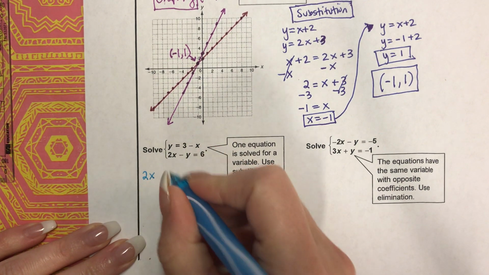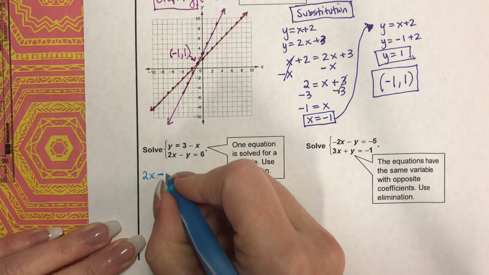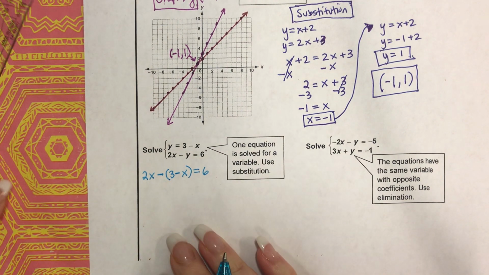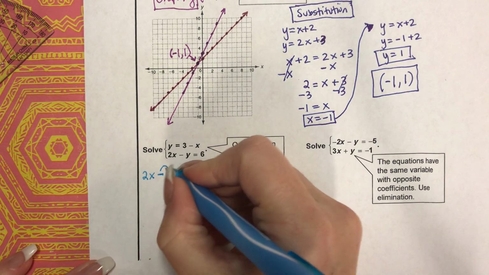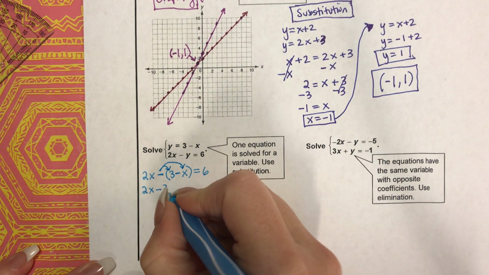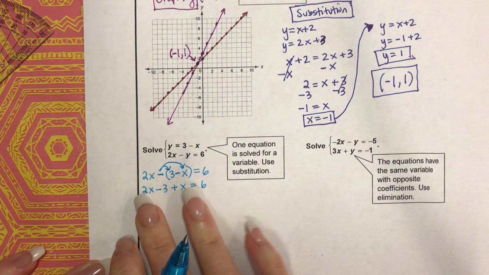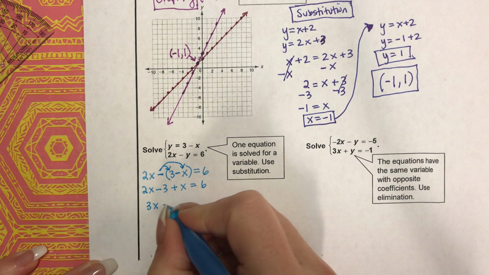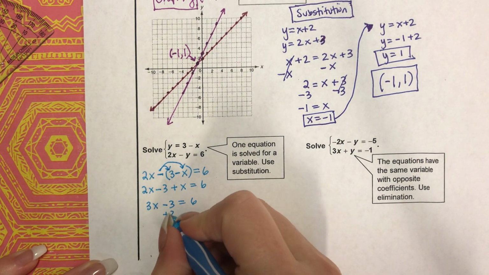And we have 2x. Ooh, that's a nice color. I'm substituting this in for y, so remember you have to put it in parentheses, equals 6. And then remember, whenever that negative is on the outside of parentheses, you have to distribute to both things. So it's going to be 2x, negative times 3 is negative 3. Negative times a negative is a positive x equals 6. And then we combine like terms, so 2x plus x is 3x. Minus 3 equals 6. And then just solve for x, right?